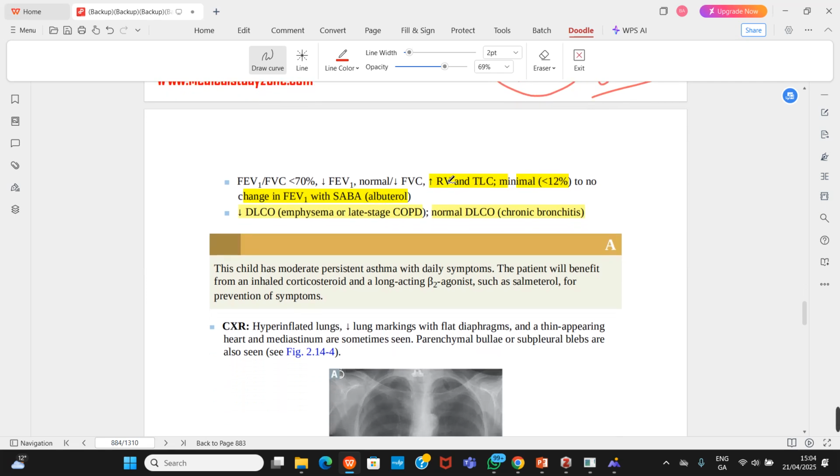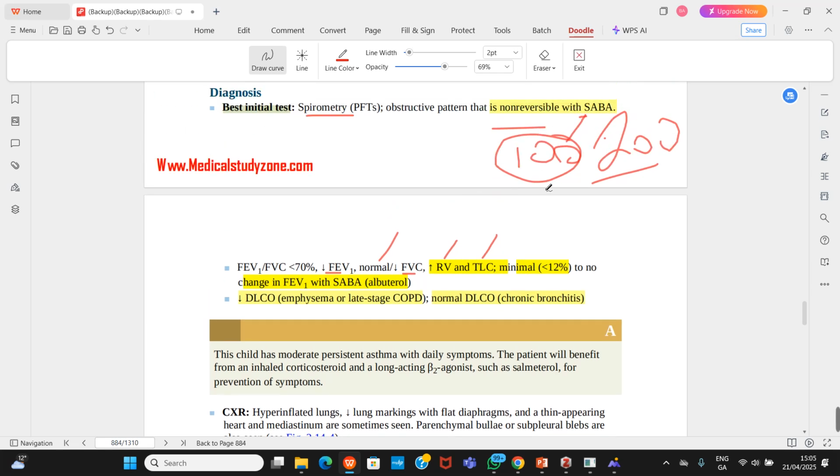Now, what do you expect for your RV? TLC increased. Don't forget, it is obstructive. So RV is going to be increased. TLC is going to be increased. FEV1 is going to be decreased. We have said it, obstructive. And in obstructive, FVC can be reduced or what? Can be normal. There's no catch. But where the difference will be is when you start doing reversibility. It's not going to be more than 12% and it's not going to be more than 200 mils.